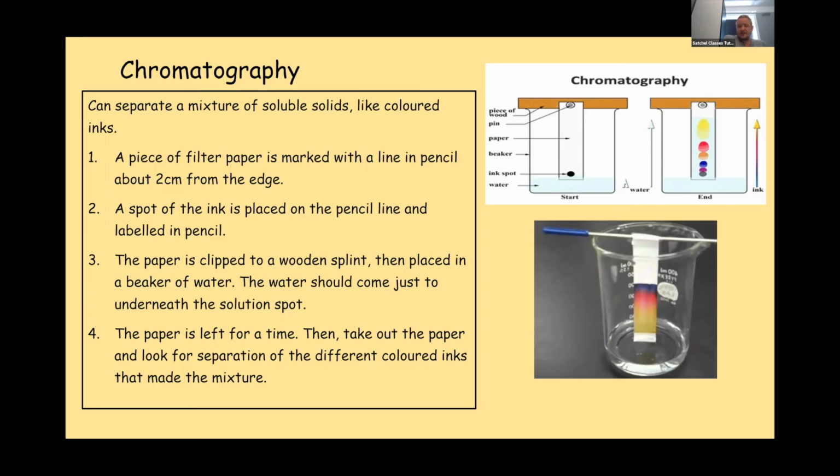The paper is left for a time. Then we take out the paper, and as you can see in the photo at the base of the page, you get a separation of the different coloured inks that make the mixture. The reason for this separation is down to the solubility, or how easily those particular inks dissolve in water. The inks that dissolve the fastest will move further up the chromatograph, the piece of paper. So in the image, you can see at the top there's a blue line. That blue line is made of ink that dissolves faster than, say, the yellow ink at the bottom of the page.